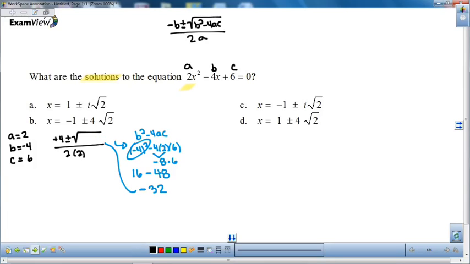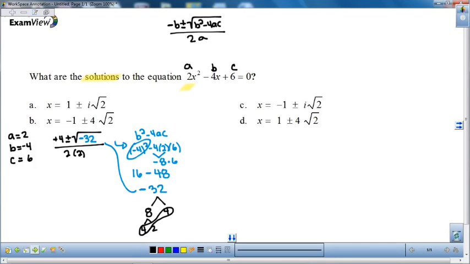So I'm going to have the square root of negative 32. Now the negative 32, I can rewrite that using my prime numbers. The negative means I'm going to have an i. But 32 is the same thing as 8 times 4, and 8 is 4 times 2. So I already have two pairs. I don't have to keep going.